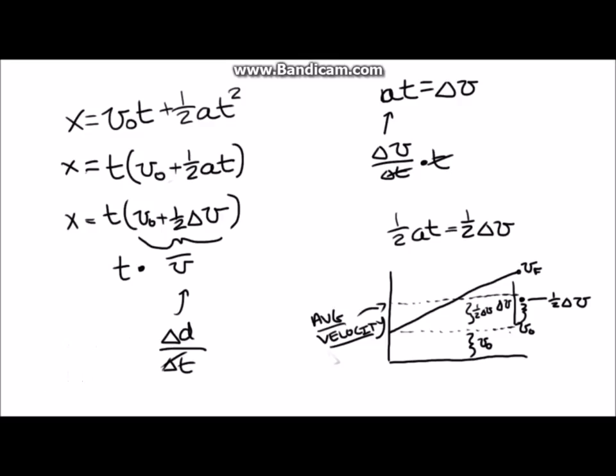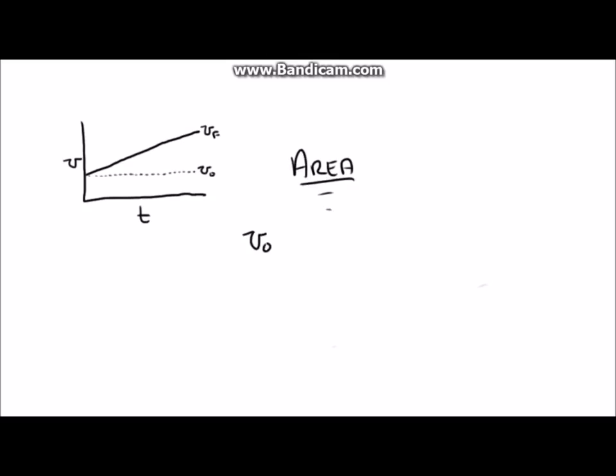So let's look at this graphically. Again, I'm drawing the same graph, velocity versus time graph, with the velocity starting at v0 and ending at vf. So if you find the area of this figure, which again is the displacement, you see that it's really two figures, a rectangle and a triangle. So the area of the rectangle is base times height. The base is t, and the height is v0. So that's the first part.